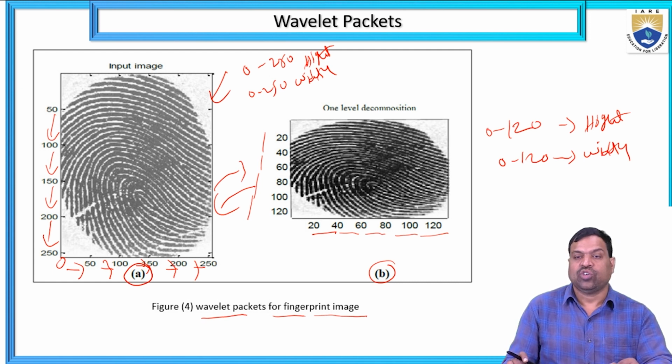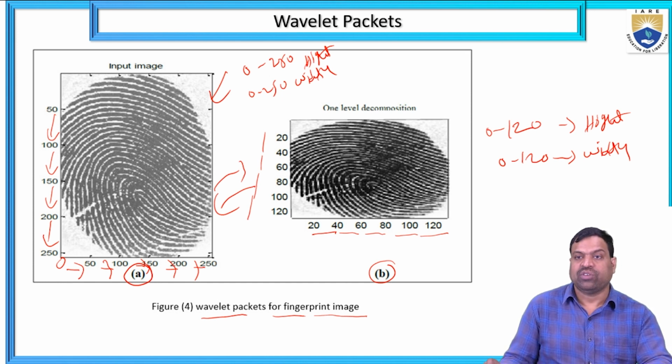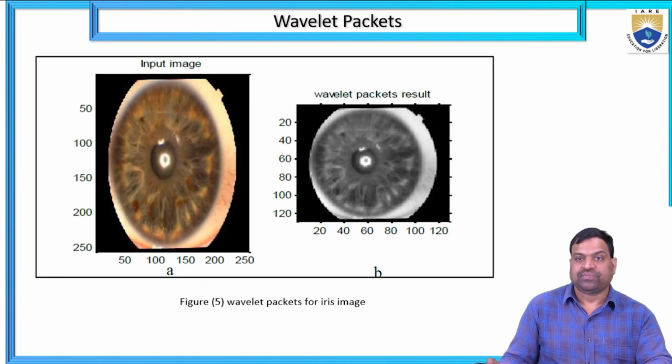Here image A is 0 to 250 of height and width. Image B is 0 to 120 height and width. So if I need 250, I can easily change it. If I want to convert from 250 to 120 width, we can easily change it. How? With the help of wavelet transform, we are changing the width or height of the fingerprint image.